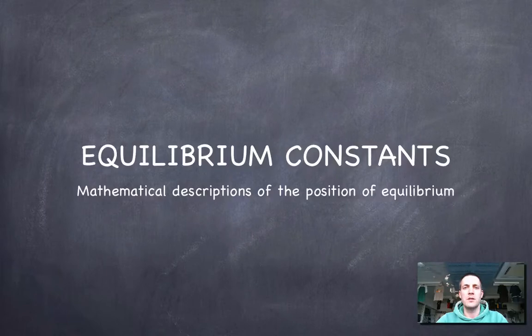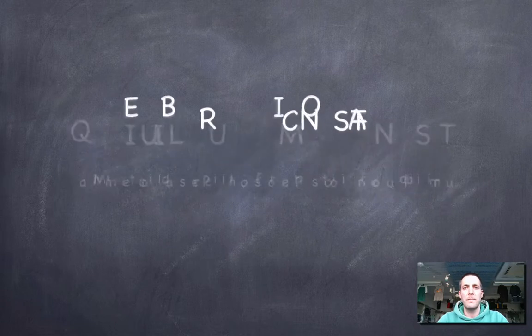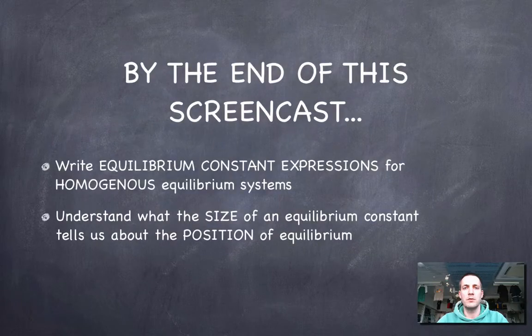Hello and welcome to the second in the series of 6 films about the standard level equilibrium topic. Here we're going to be looking at things called equilibrium constants, and hopefully by the end of this film you'll be able to write an equilibrium constant expression for a homogeneous equilibrium system, and hopefully you'll also understand what the size of an equilibrium constant tells us about the position of equilibrium.